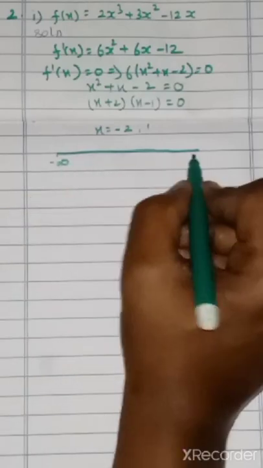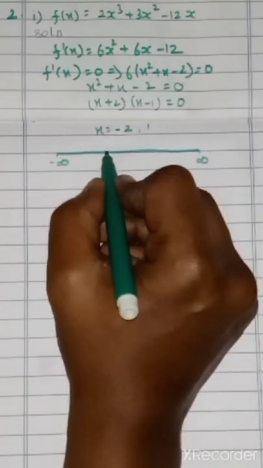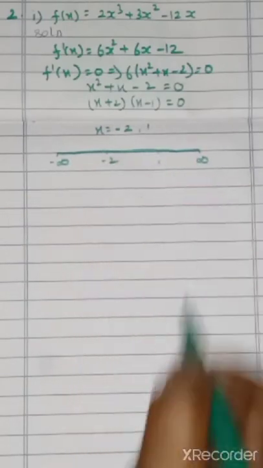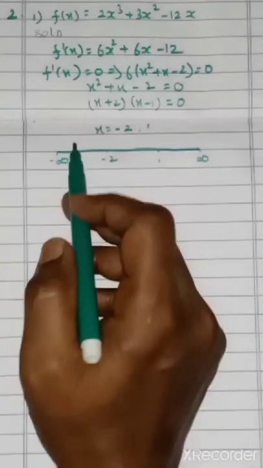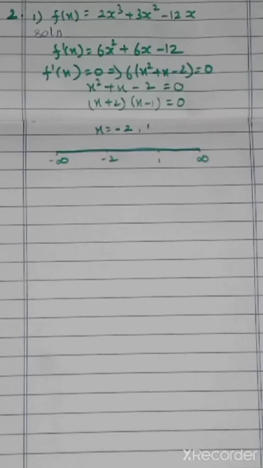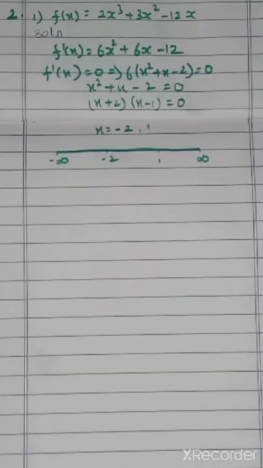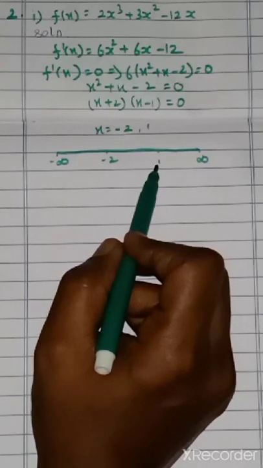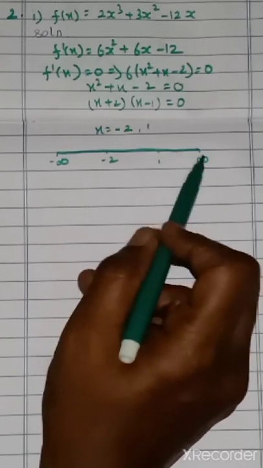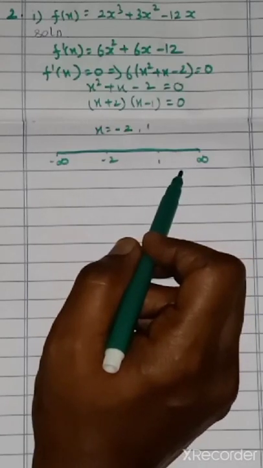Okay, now we are taking the number line minus infinity plus infinity minus 2 1. Okay, so now we are going to consider the interval minus infinity to minus 2 and minus 2 to 1 we are going to check the increasing or decreasing function. Similarly 1 to infinity we are going to check the monotonicity condition.